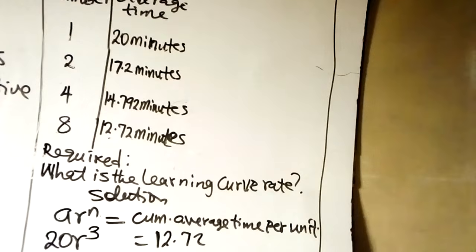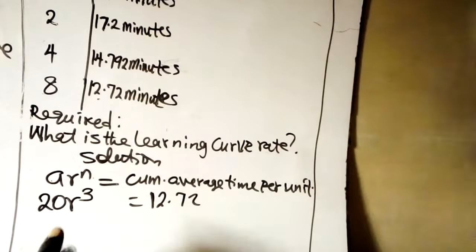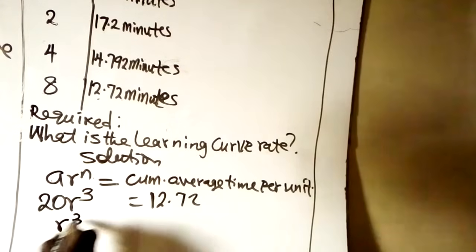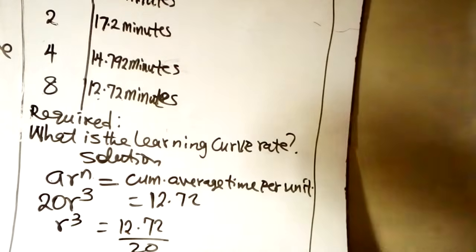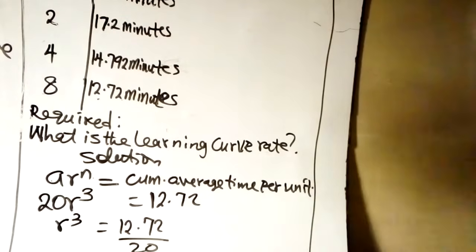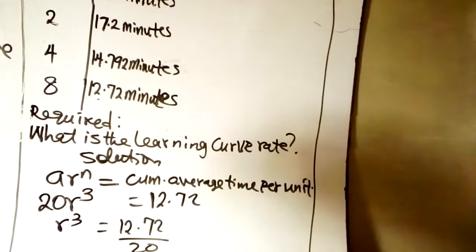If N is 3, then solve for R. You now divide both sides by 20. That means R raised to power 3 equals 12.72 divided by 20. If you divide 12.72 by 20, you'll have 0.728125.